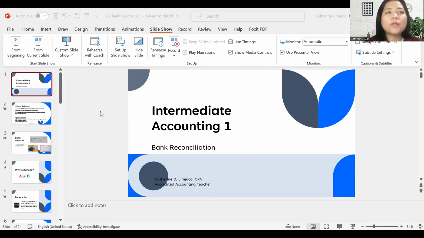Good day, everyone. Today we will discuss bank reconciliation. This topic is very much related to our previous discussion on cash and cash equivalents because bank reconciliation pertains to our cash in bank.